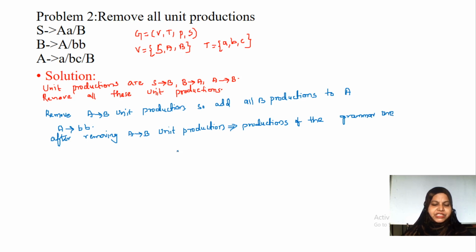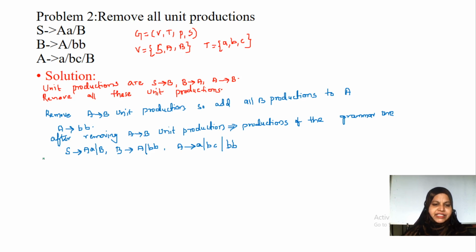What are the productions of the grammar now? Here S tends to AB, right? Then B tends to ABB, right? Now A tends to ABCBB. This production is there now. A tends to BB just. Now which one is the next unit production? Here we have to remove the B tends to A unit production.